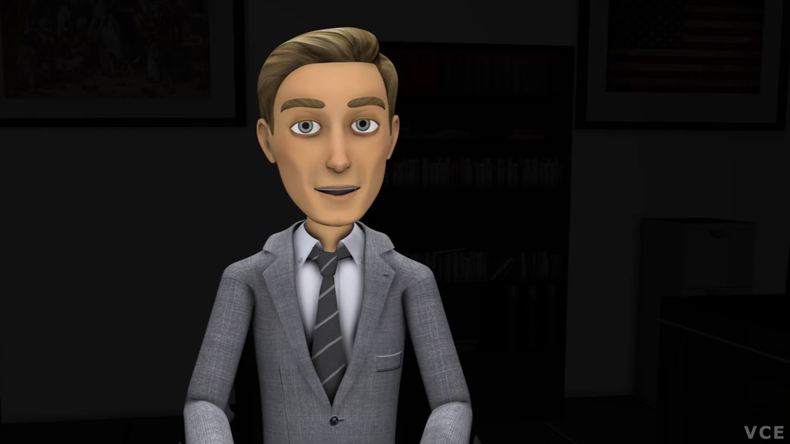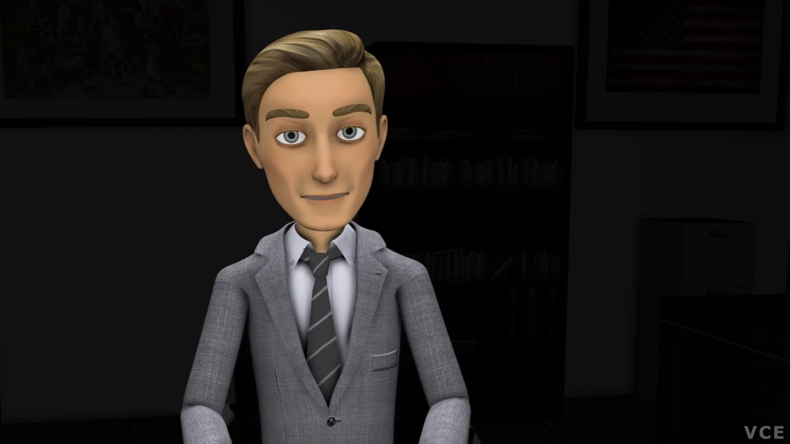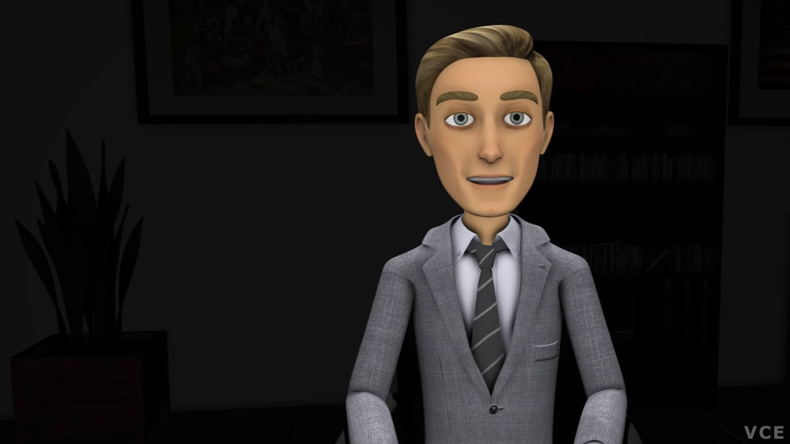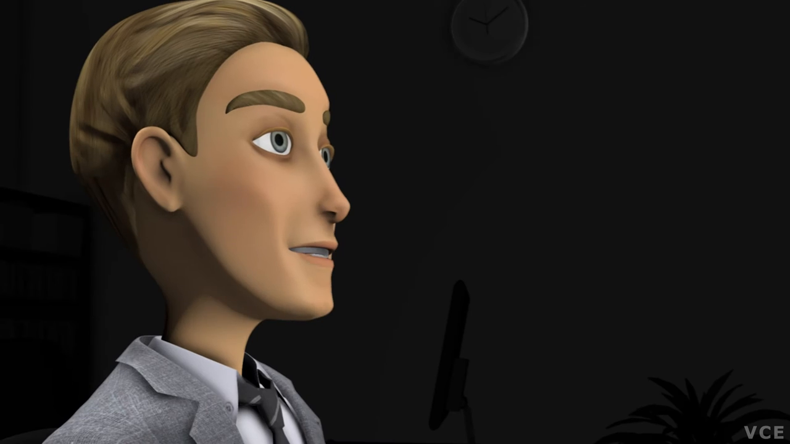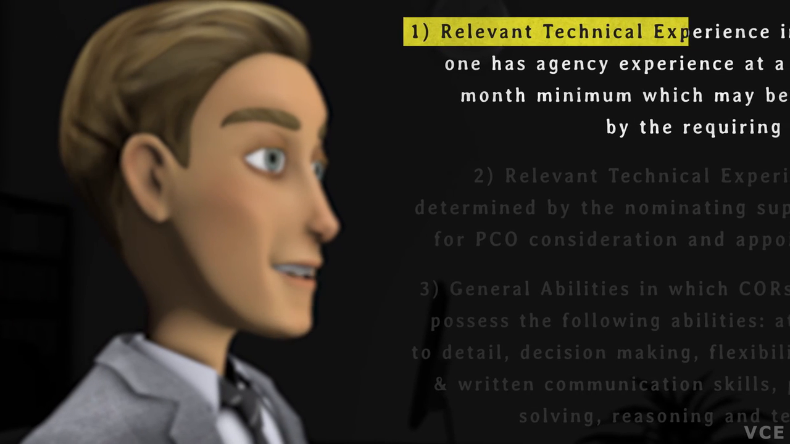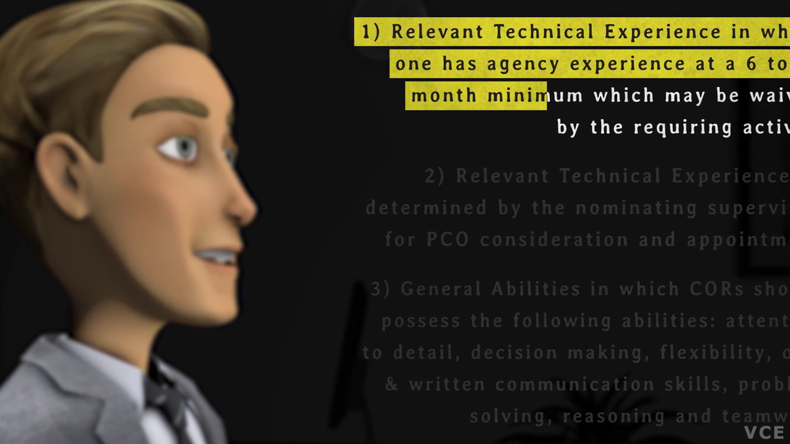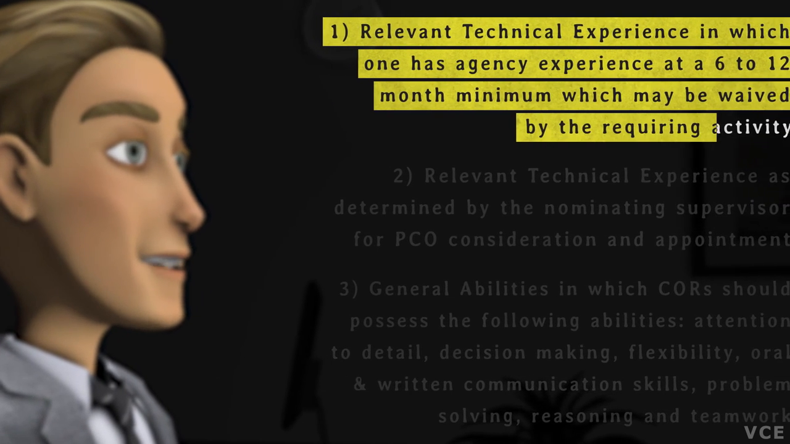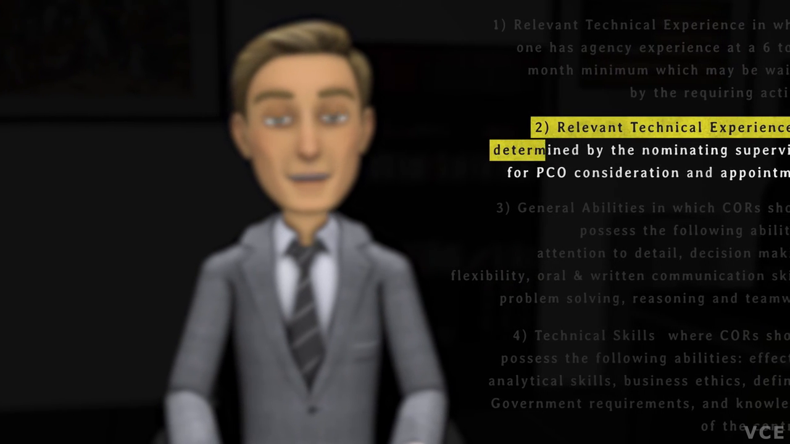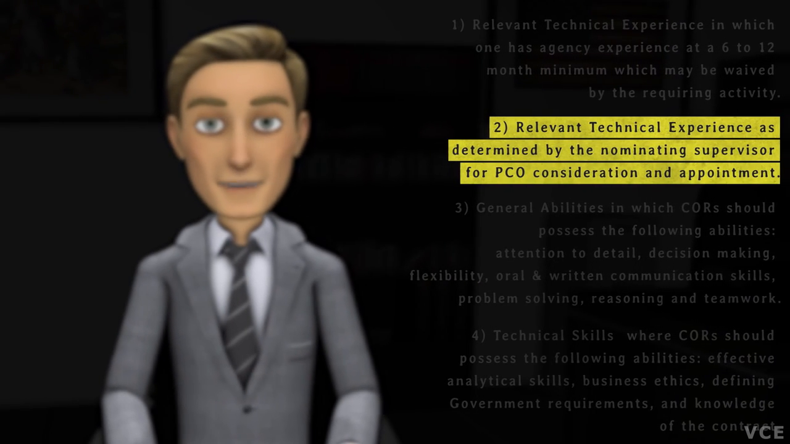Beyond required COR training, the nominated individuals shall have the relevant technical expertise, experience, and required competencies needed for the specified level or COR type. Competencies for consideration are: 1. Relevant technical experience, in which one has agency experience at a 6 to 12 month minimum, which may be waived by the requiring activity. 2. Relevant technical experience as determined by the nominating supervisor for PCO consideration and appointment.